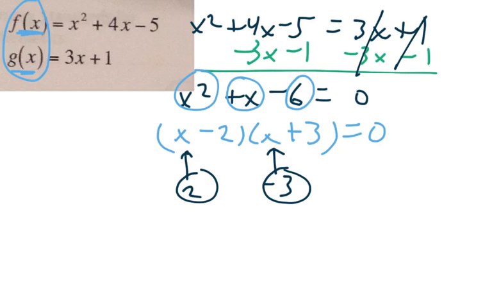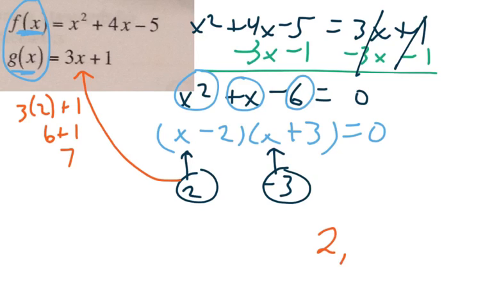Again, not quite done. Those are my x coordinates. So now I'm going to take 2 and plug it into my linear one there. And if I have 3 times 2 plus 1, 6 plus 1 is 7. So one solution is simply 2, 7.